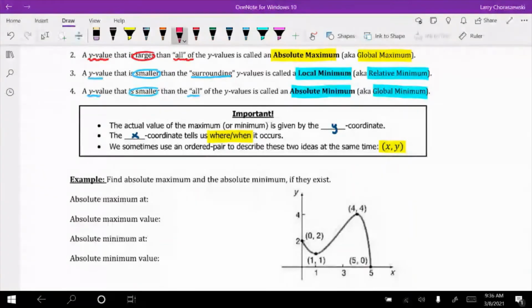Now, one thing that I like to do with maximum and minimum problems, if we're reporting them as ordered pairs, is to indicate that the value of x tells us where this maximum or minimum is relative to the x-axis, and then the value of y is the official value of that maximum or minimum.